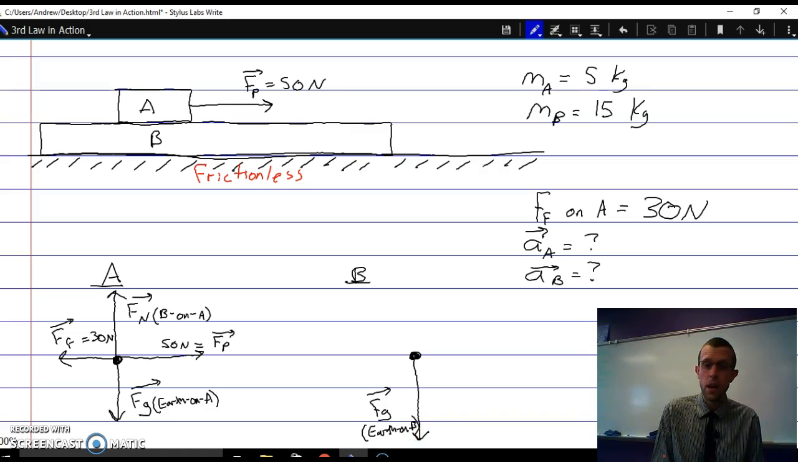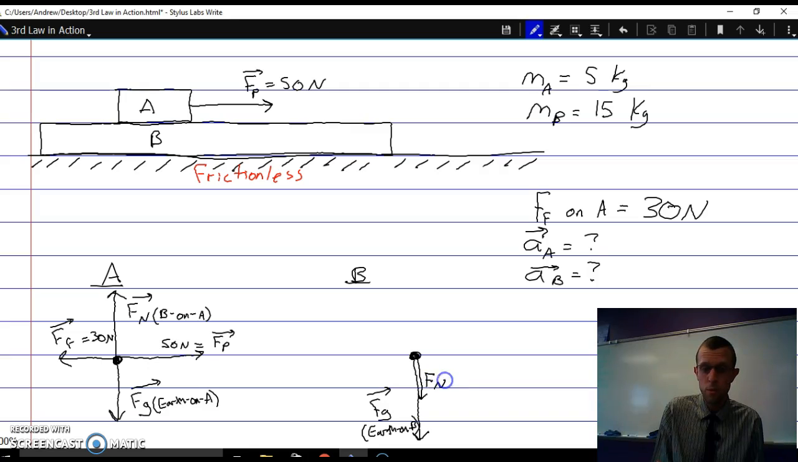Okay, let's see. Block B is also in contact with block A, and so block A got a force because of that. Block B has to get a force because of that too. That's Newton's third law. If they interact, they each experience that interaction. So block A got an upward force from block B. Block B must get a downward force from block A. And in both cases, those are normal forces.